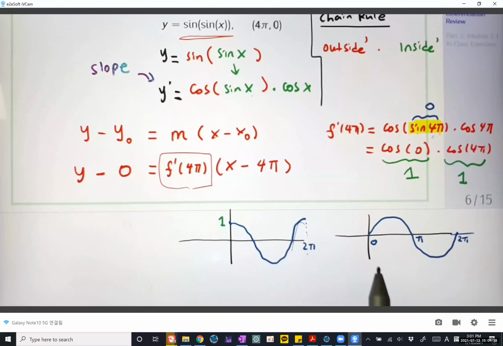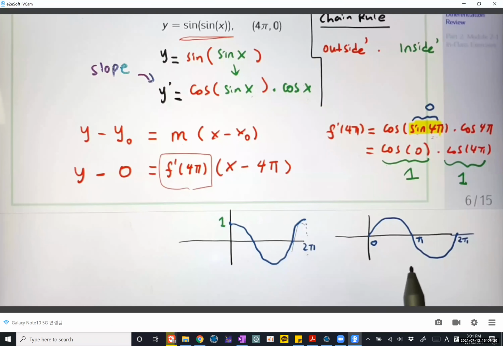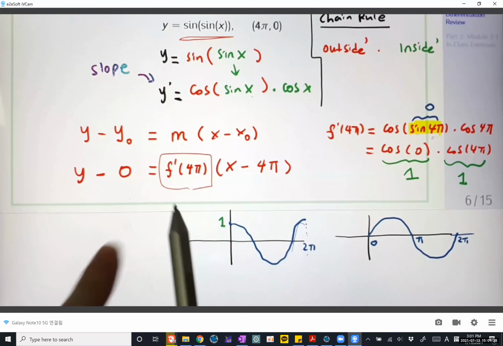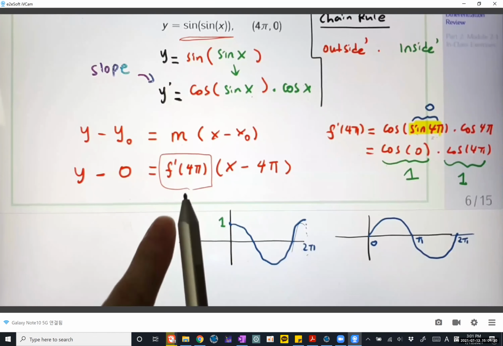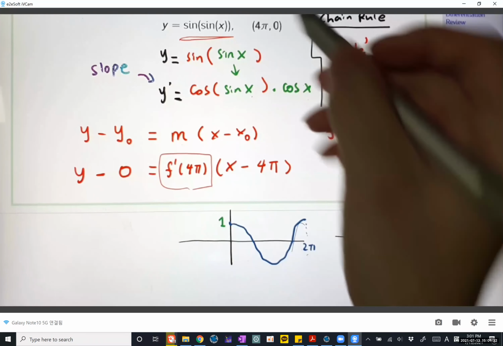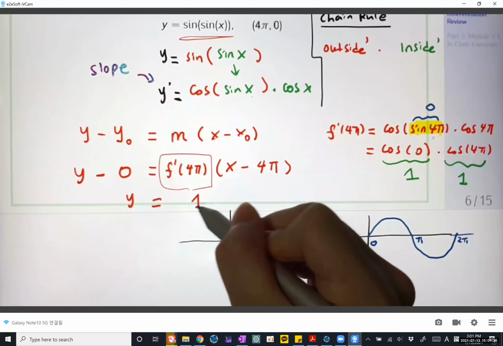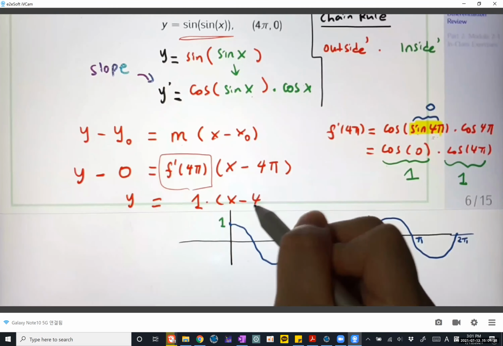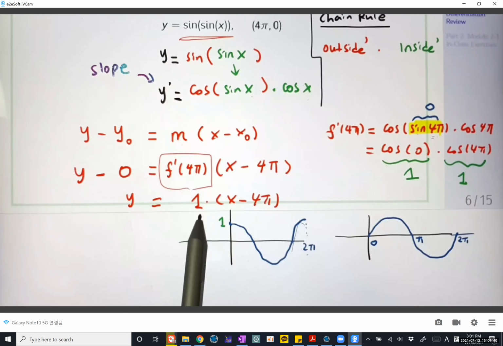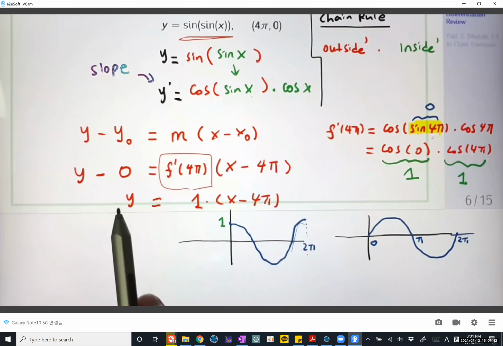So it's like kindergarten. Well, maybe not kindergarten. It's like a grade 1 problem. 1 times 1 is 1. Therefore, our slope of the tangent line was just 1. So this becomes y equals 1 times (x minus 4 pi), or you can just ignore the 1 and write y equals x minus 4 pi, just like the y equals mx plus b form.